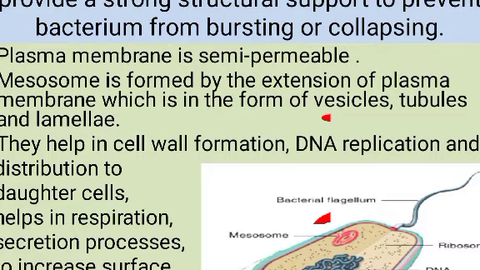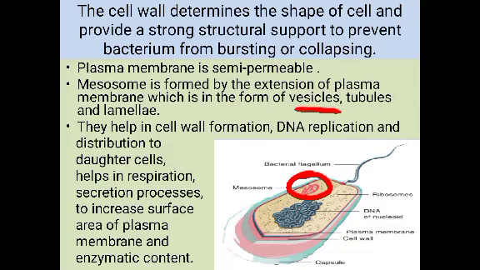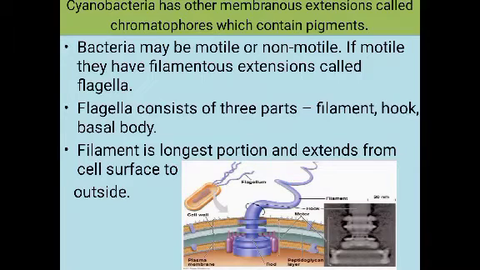Then in prokaryotic cells like cyanobacteria, in addition to the mesosome, they also have other membranous extensions into the cytoplasm, which are called chromatophores. What are they called? Chromatophores, present especially in cyanobacteria. I hope you are able to follow this. Yes, so cyanobacteria have other membranous extensions called chromatophores.